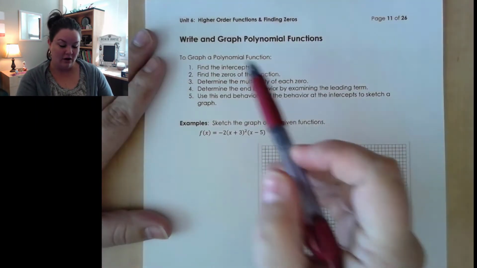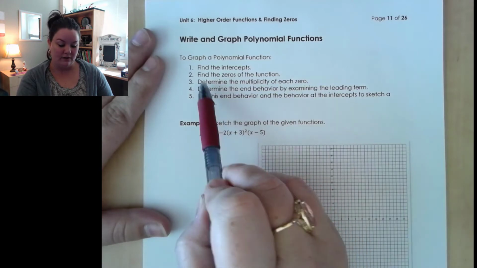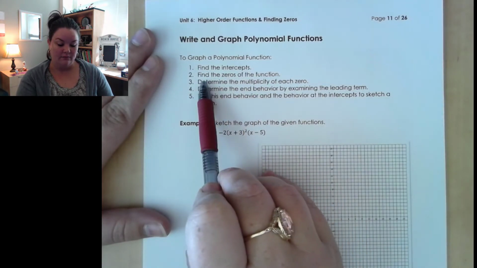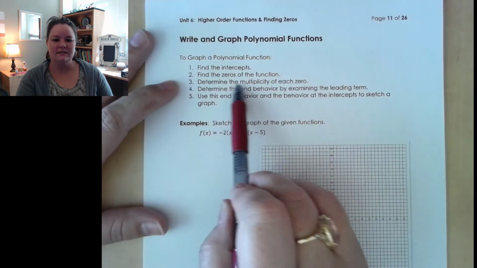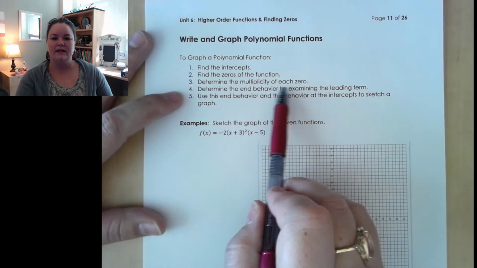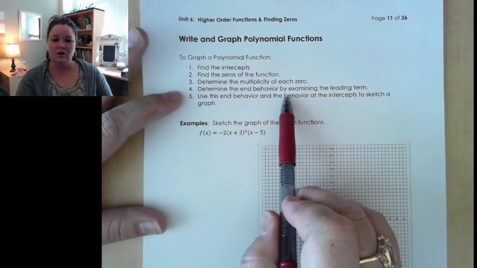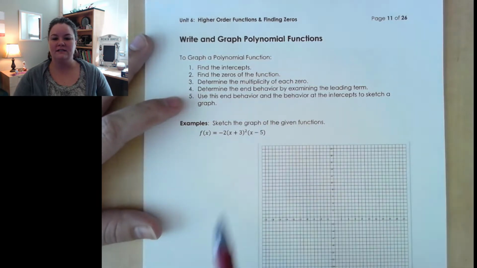So here are our steps. We're going to find all the intercepts, find the zeros of the function. That's the same thing. It's weird. Determine the multiplicity of each zero. Determine the end behavior by examining the leading term. And then we're going to use all of this to sketch a graph.